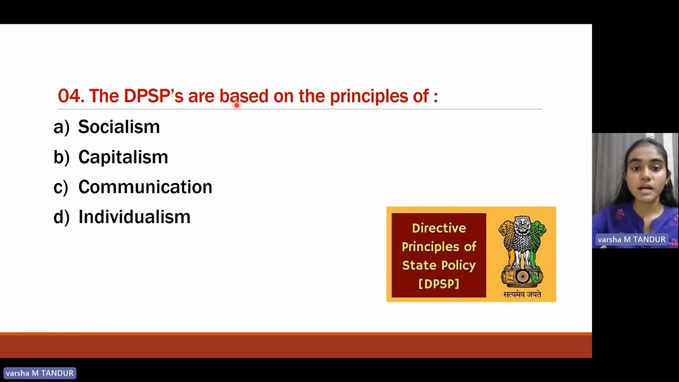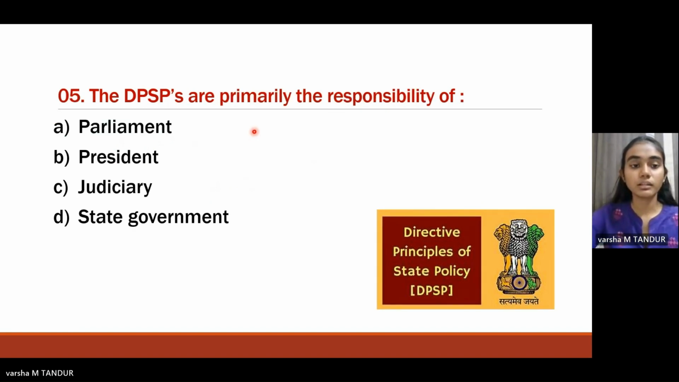The DPSPs are based on the principles of Option A, socialism, Option B, capitalism, Option C, communication, and Option D, individualism. It is based on socialism only. The DPSPs are primarily the responsibility of Option A, Parliament, Option B, President, Option C, Judiciary, and Option D, State Government. It is the Parliament.